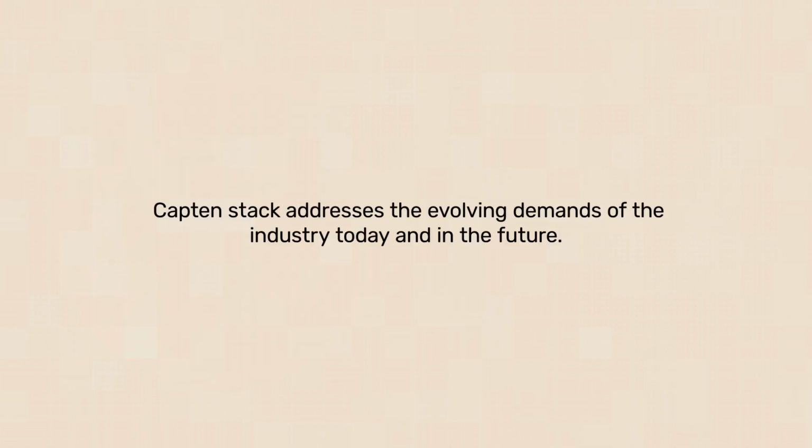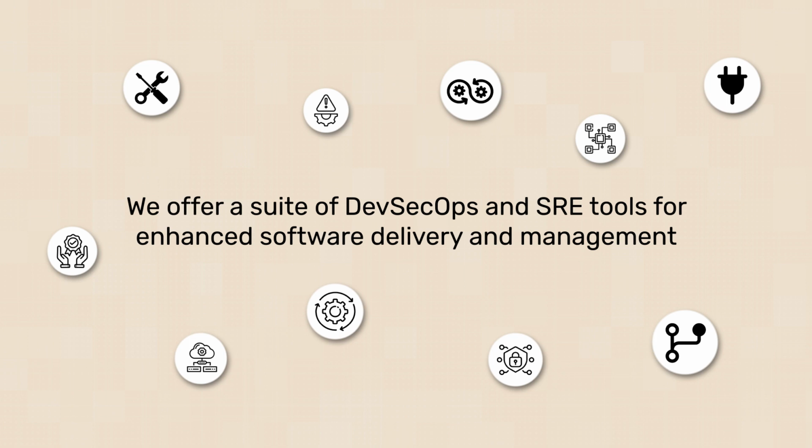Comprising a suite of pioneering solutions, Capten Stack addresses the evolving demands of the industry today and in the future. It is built with core capabilities like CI/CD, GitOps, chaos engineering, configurations and infrastructure as code, security and compliance policies as code, automation to meet your DevSecOps and SRE needs, implementing software supply chain security measures, automating vulnerability management and quality engineering, customization and extensibility, ease of integrations with plugin architecture, observability, visualization, and many more.